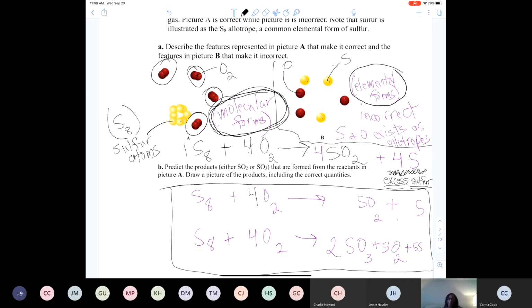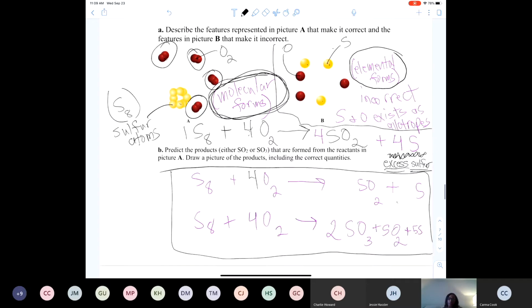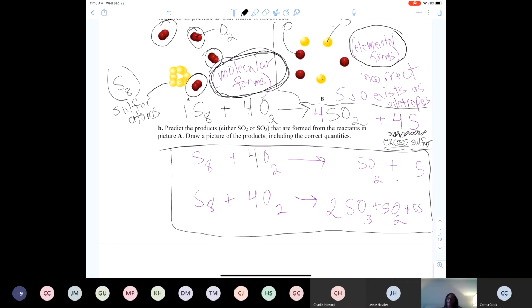So therefore, in this representation, sulfur is the excess reactant, and oxygen is the limiting reactant. All of the oxygen gets used up. We have 8 oxygen atoms as reactants, and we have 8 oxygen atoms as products here with the SO2. So all of the oxygen atoms, all 8 of them, were used during the reaction, whereas only 4 of the sulfurs were used to be converted into SO2. The other 4 sulfurs were unreacted.